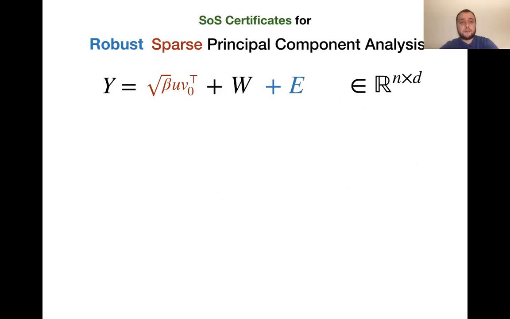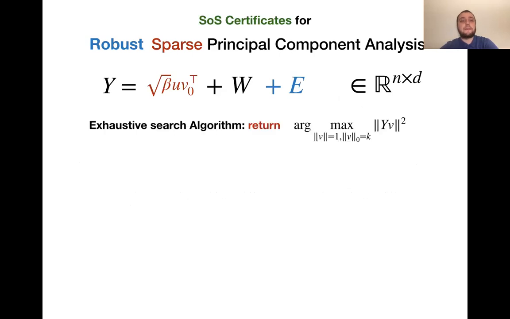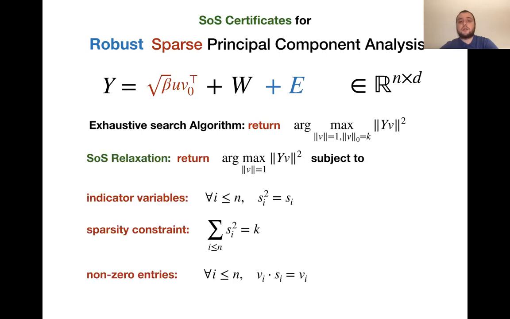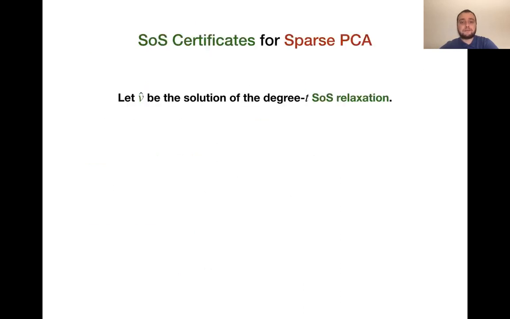So what about SoS certificates for robust sparse PCA? If we write down the optimization problem of maximizing the quadratic form, we can also formulate it in terms of polynomials, as a polynomial optimization problem. We can just introduce the indicator variables s_i with a sparsity constraint. The meaning of these s_i variables is that s_i is 1 if i is in the support of v, and 0 if i is not in the support of v. Then we can consider the sum of squares relaxation of this system. Now let v hat be the solution of the degree t sum of squares relaxation.